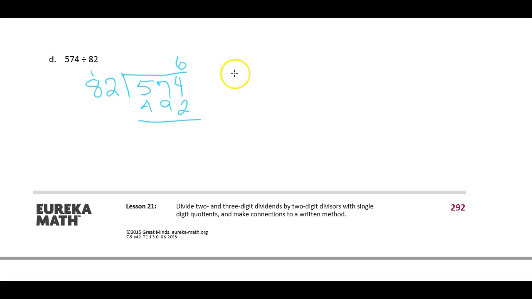Let's try 7 of them and see what happens. So if we go 82 into 574, and we're going to try 7 of them this time. 7 times 2 is 14. 7 times 8, what do you get on 7 times 8? What do you think? 56 plus 1 more is 57. You find the difference, and there is no difference.